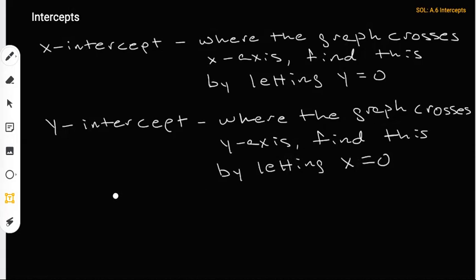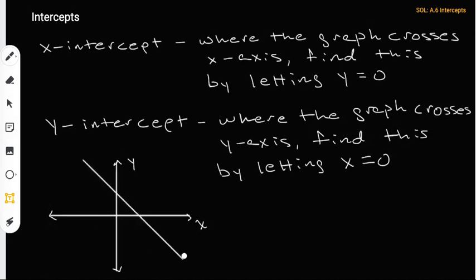So what this means is typically when you have an XY plane where the horizontal axis is called the x-axis and the vertical axis is the y-axis, when you graph any line, it could have a y-intercept, an x-intercept, or both. So let's take a look at this line right here.